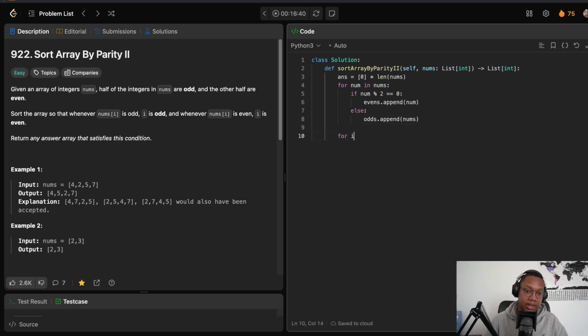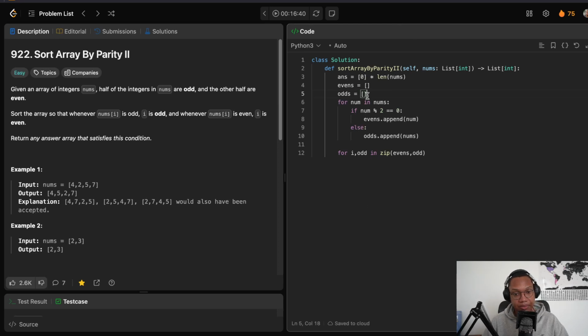For i, num in zip evens odds. No, not a zip. Hold on. Keep our evens, keep our odds, and then we'll just put 1, and then we'll place the 1, and then for 2. I don't know. I can't think of a better way to do it.